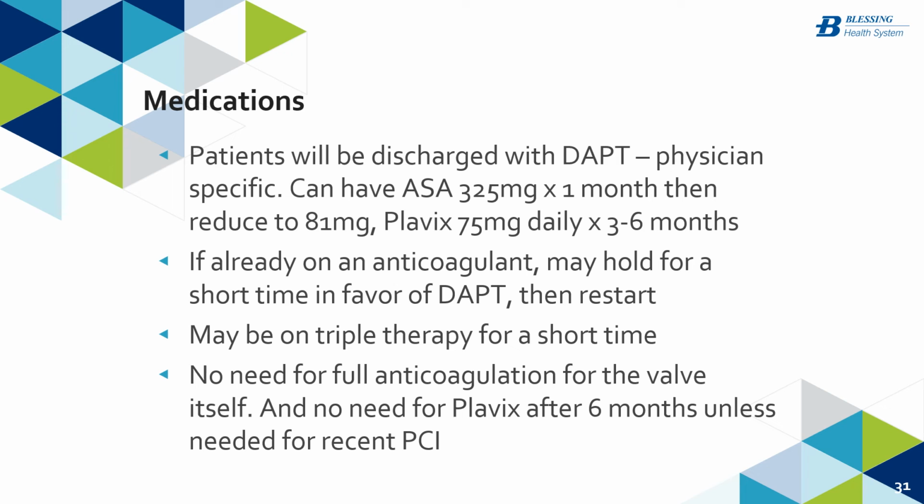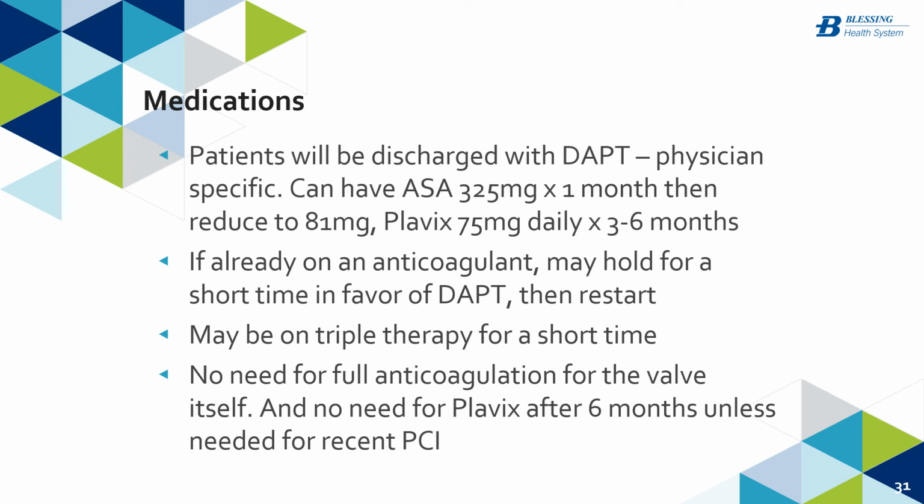If they are already on an anticoagulant for other reasons, AFib, history of stroke, history of DVT, we may hold it for, let's say, a week, short time in favor of some dual antiplatelet, and then we'll restart it and typically drop the Plavix and just leave them on the aspirin and Eliquis, warfarin, Xarelto, whatever it is that they're on. They may be on triple therapy for a short time, and again, that is physician specific how they want to do that.